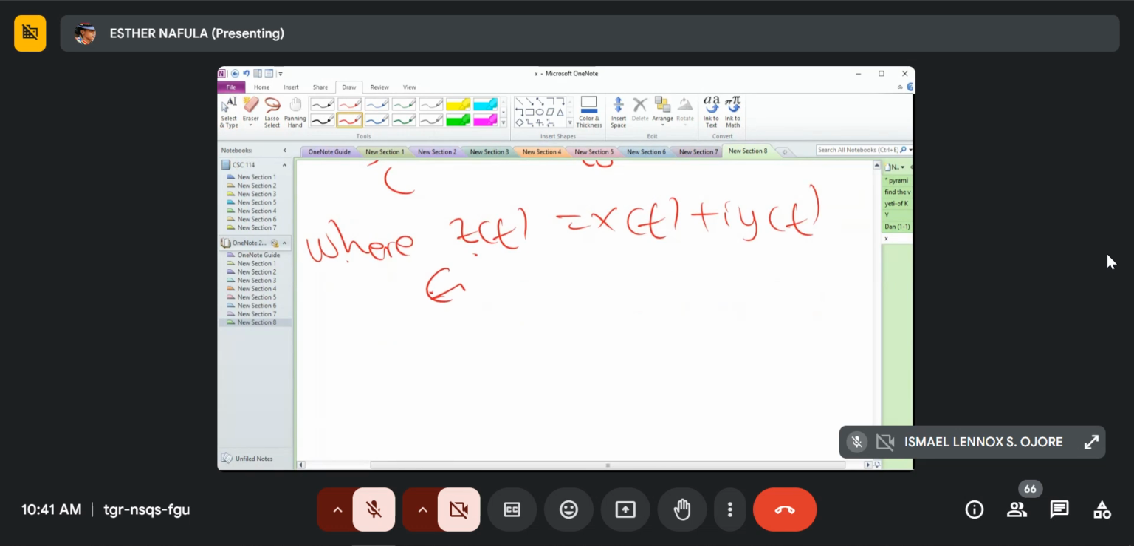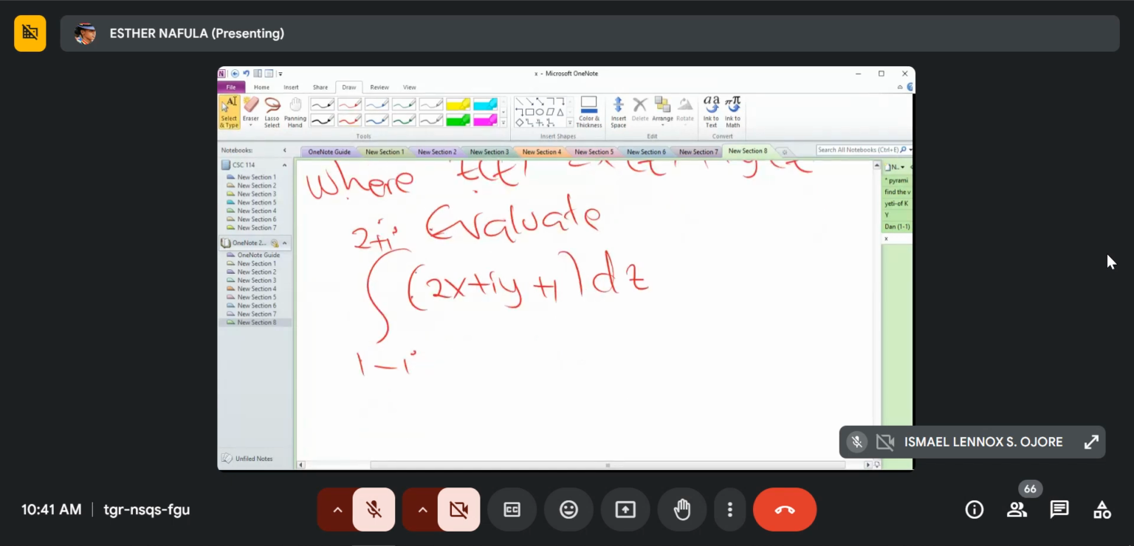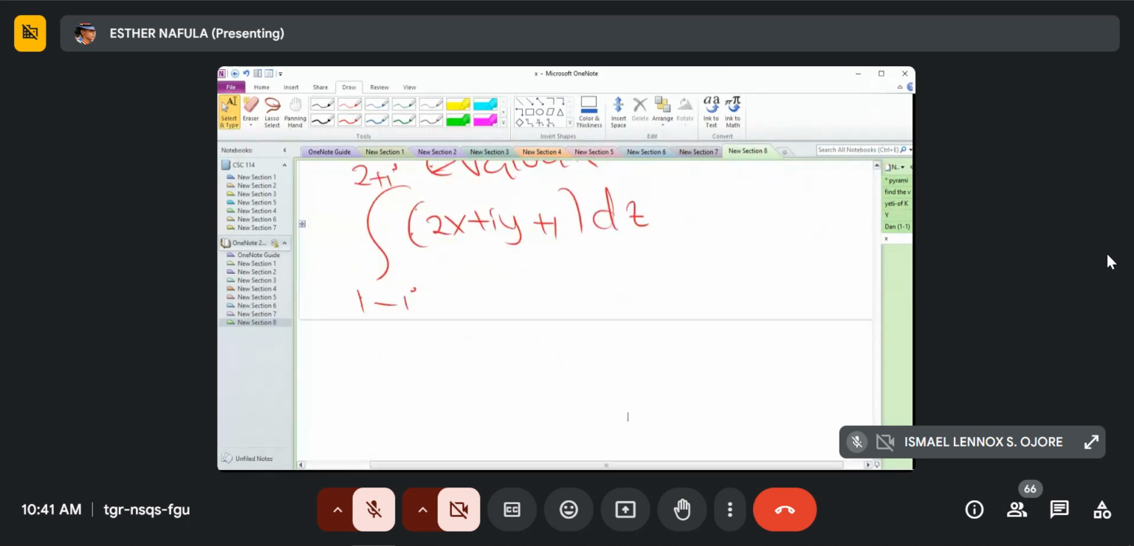Evaluate this integral from 1 minus i to 2 plus i. The function is 2x plus iy plus 1 dz. Evaluate from 1 minus i to 2 plus i, 2x plus iy plus 1 dz along x given as t plus 1, y given as 2t squared minus 1.